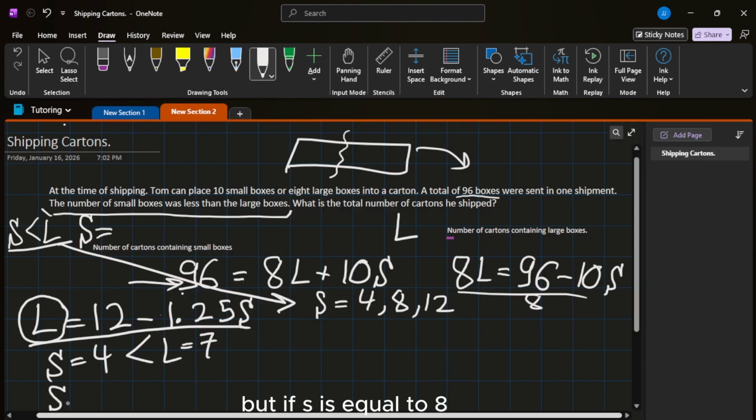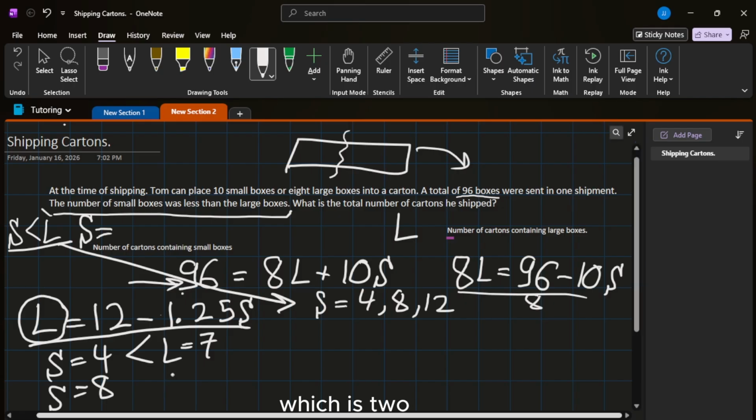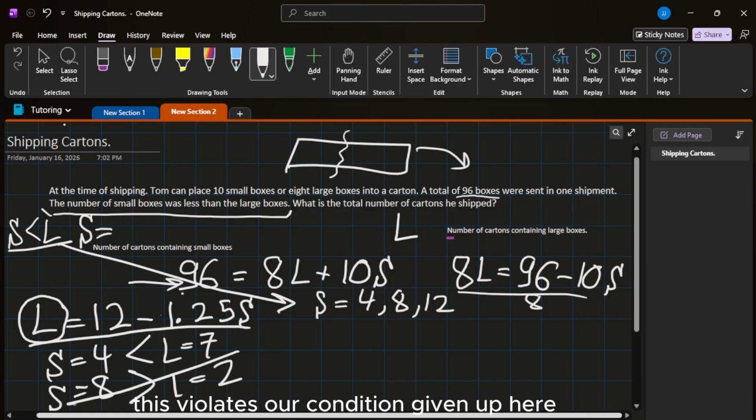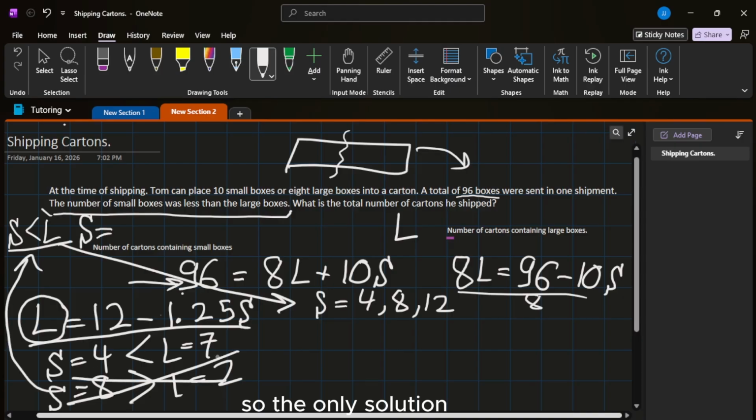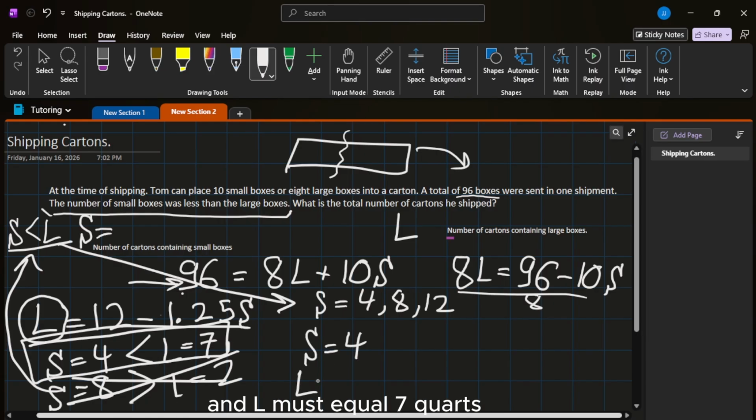But if S is equal to 8, well, 8 times 1.25 would equal 10. So L is going to equal 12 minus 10, which is 2. And now we can see that S is greater than L. This violates our condition given up here. So the only solution to our problem is that S must equal 4 cartons and L must equal 7 cartons.